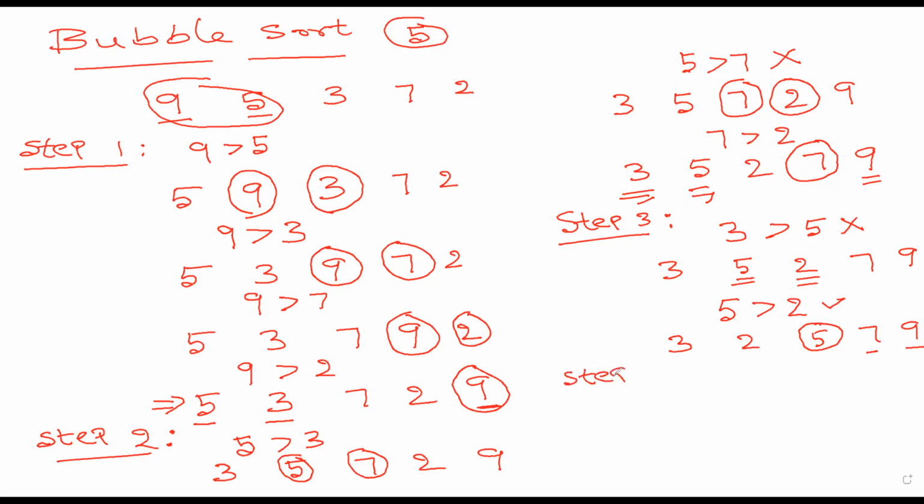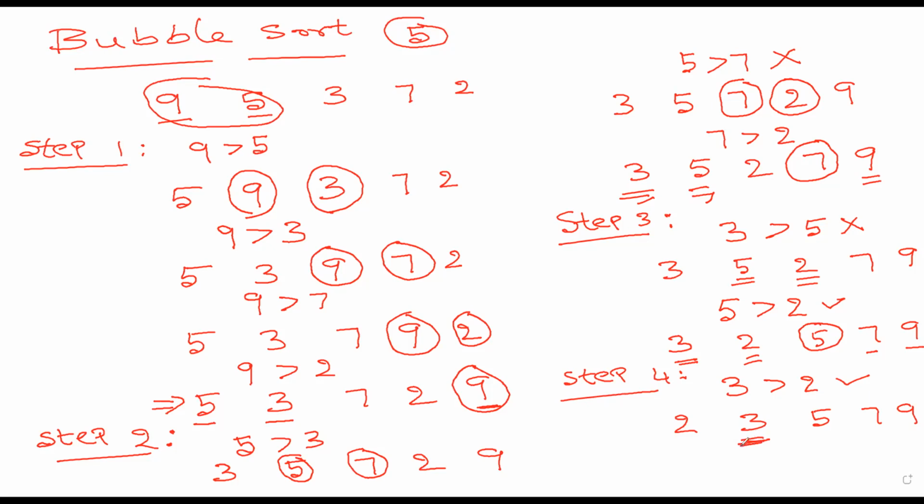Coming to step 4. So what we have to perform? Again, we have to start from the 0th position. We have to compare the 0th position element with the first position element. So 3 is greater than 2. That is correct, so we have to swap those two elements. That is 2, 3, 5, 7, 9. By considering this, 3 reached its required position. Already 5, 7, 9 are present in their required positions, so there is no need to continue step 4. That is the end of step 4.